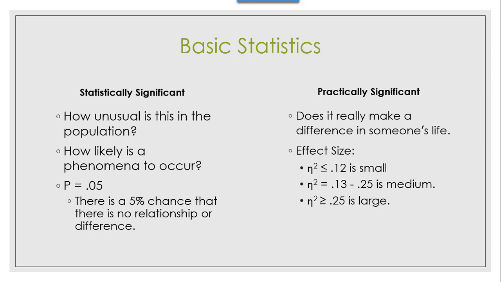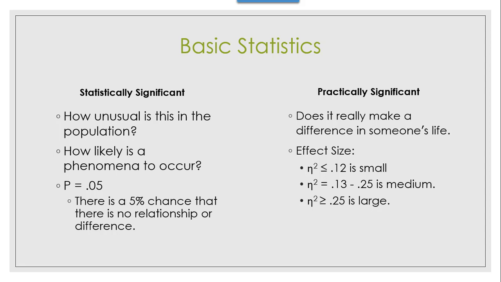So statistically significant just says, is it rare or unusual. Practically significant is a totally different idea. Is this difference big enough that it actually is worth our time and investment? So you can have something that's statistically significant, rare, but just because it's rare doesn't mean that it actually has any kind of practical effect.